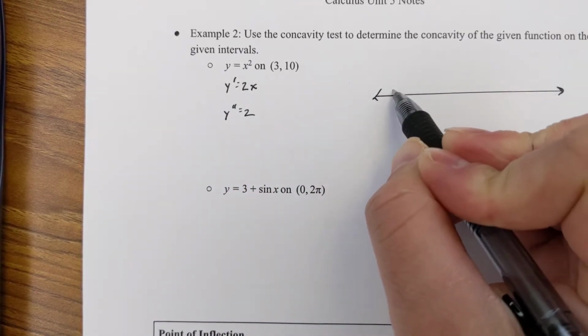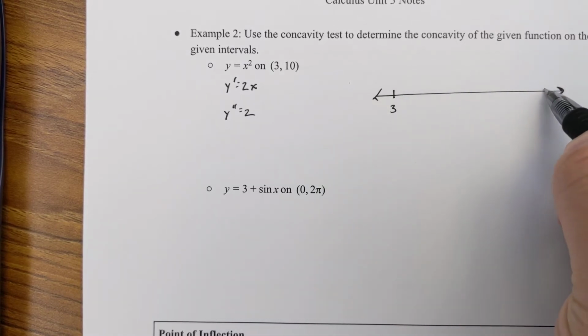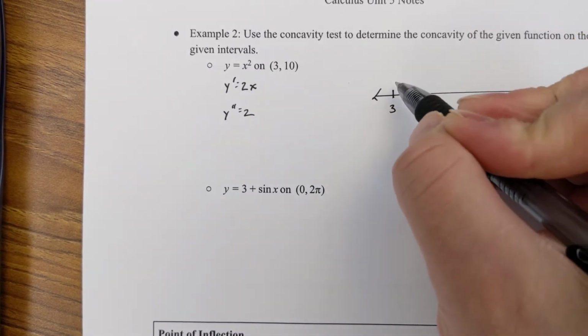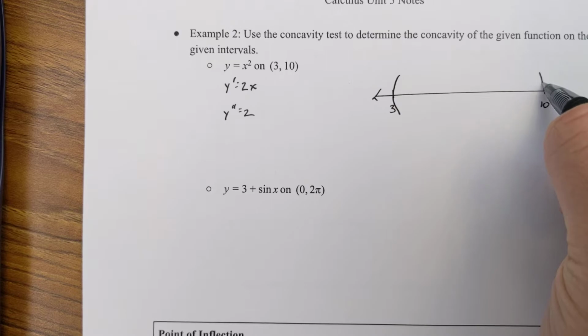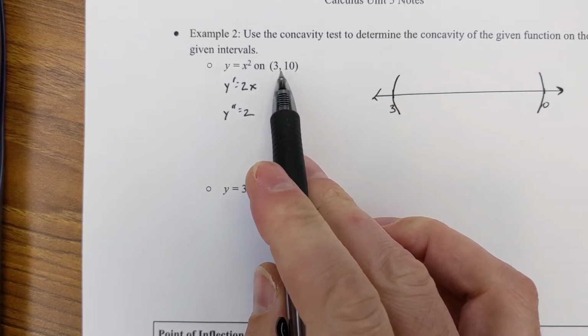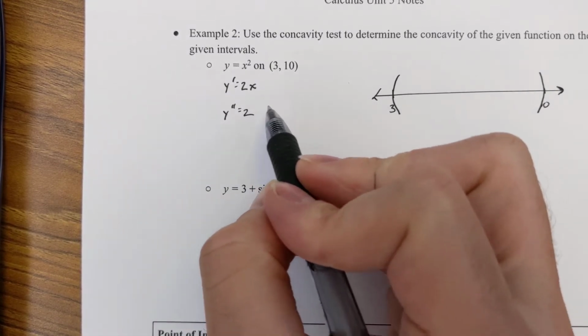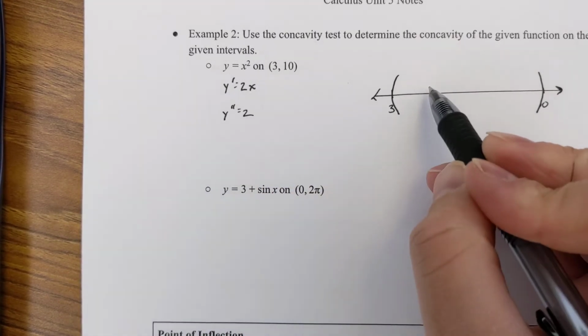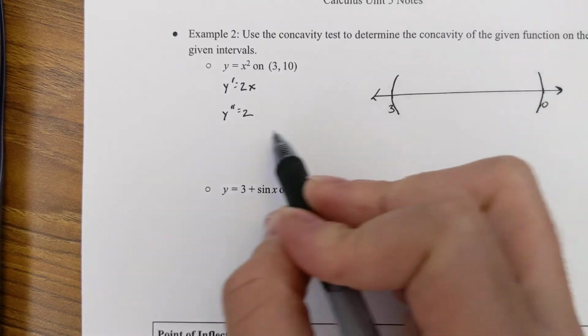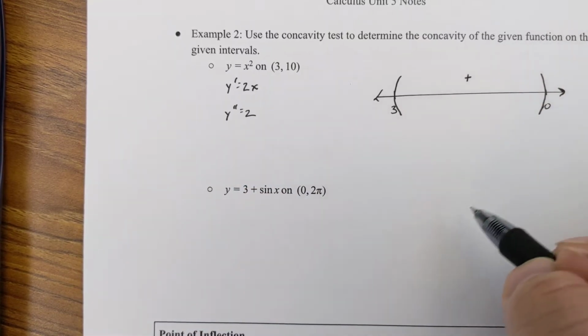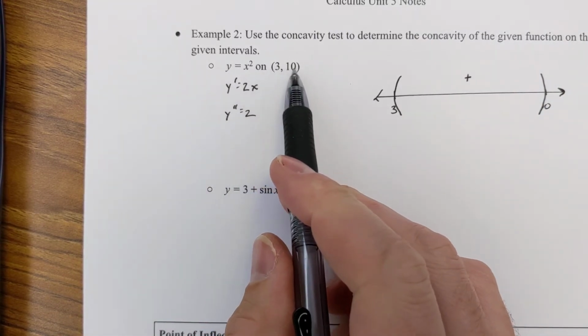So my number line, I'm only allowed to look between 3 and 10 from my interval here. So this is positive, which means, if I try to set this equal to 0 and solve, I don't get any values. There are no zeros in here. This is positive, so this graph is concave up everywhere on that interval.